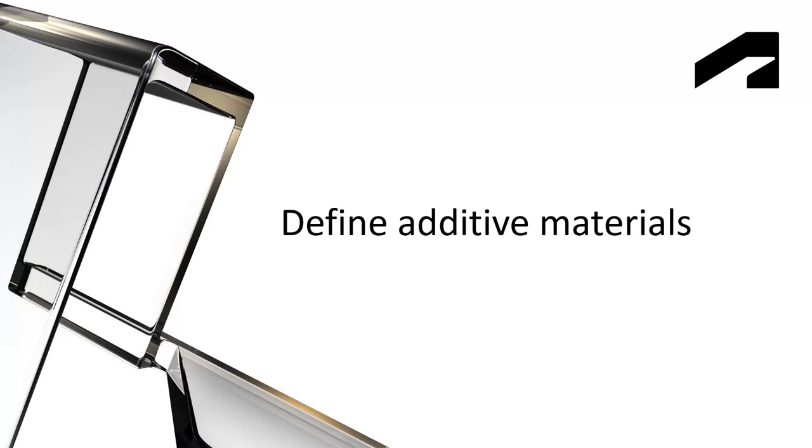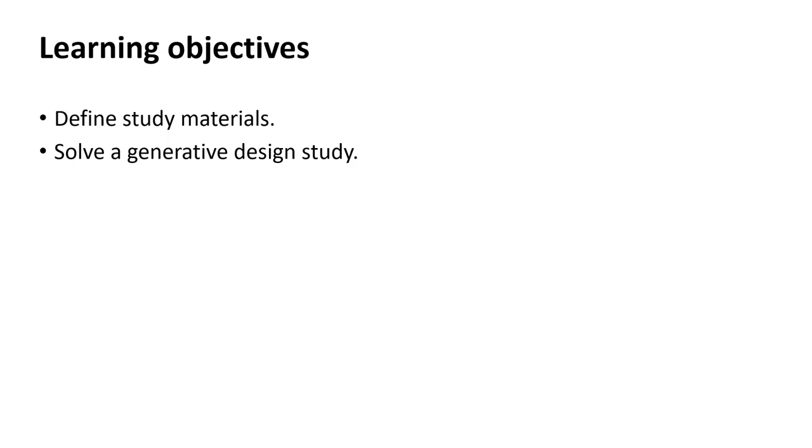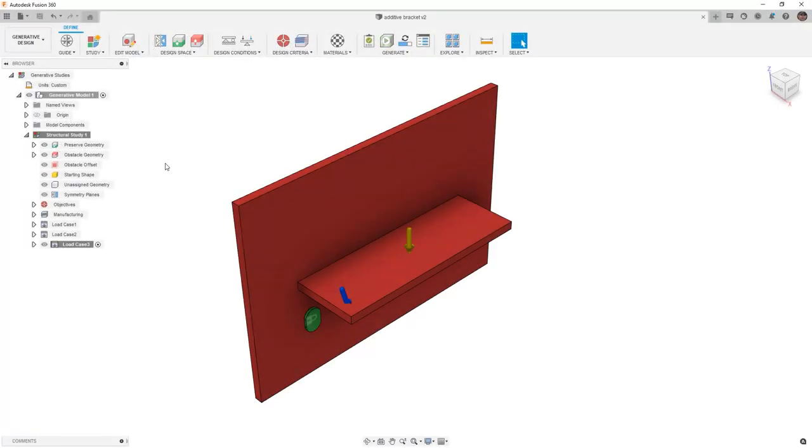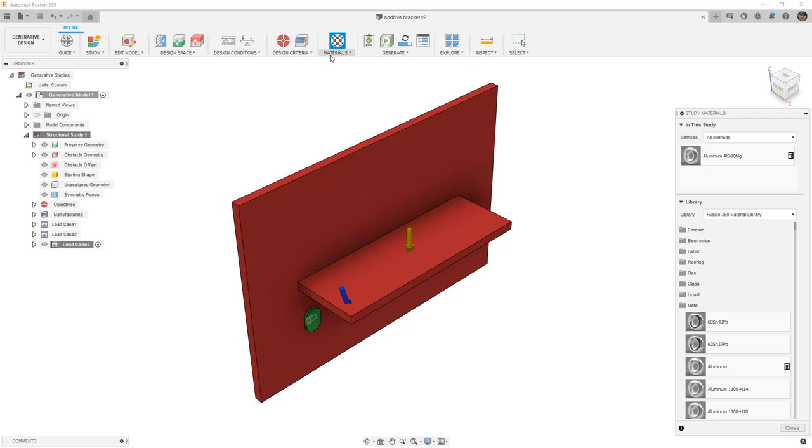Define additive materials. In this video, we'll define study materials and we'll solve a generative design study. In Fusion 360, we want to carry on with our additive bracket design. At this point, we want to focus on adding our materials, and then we want to solve our generative study.